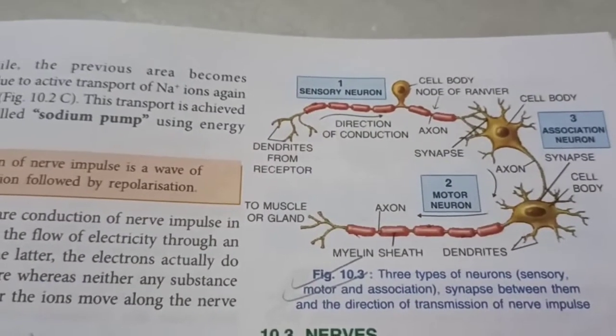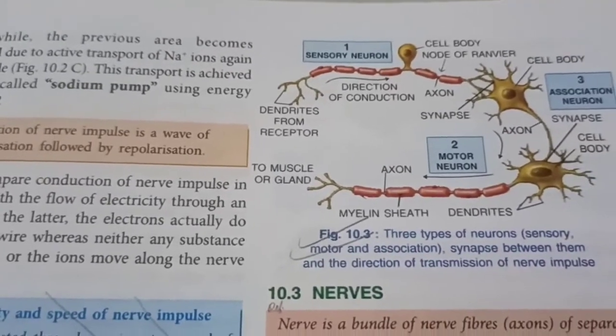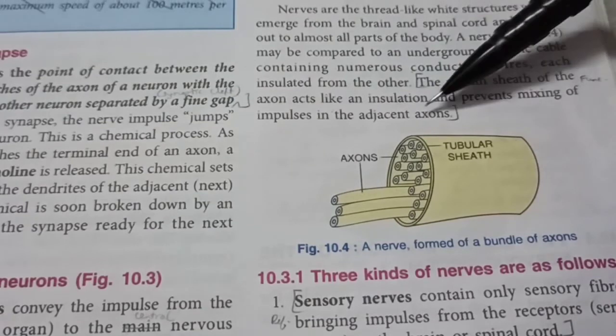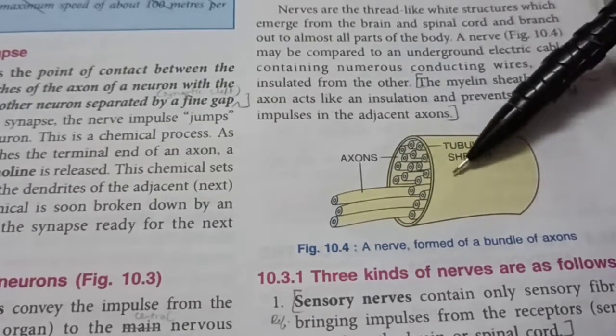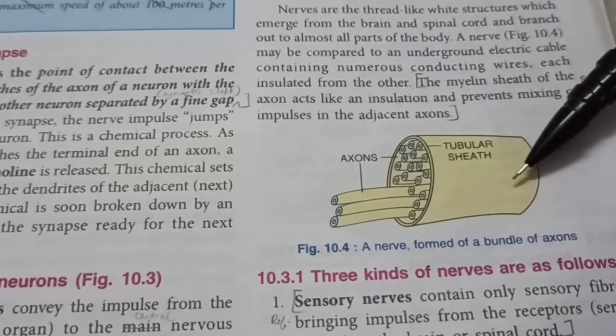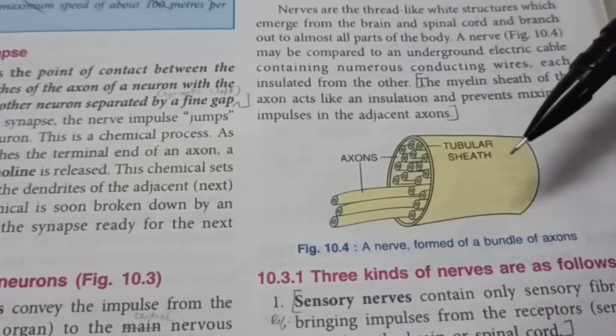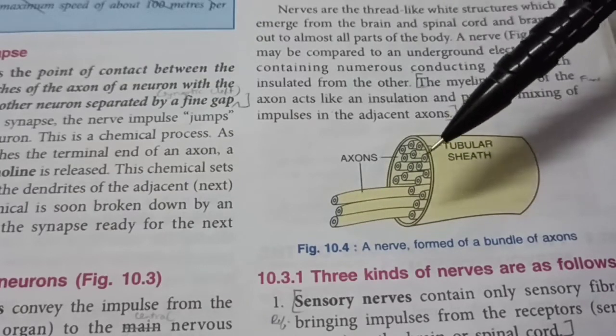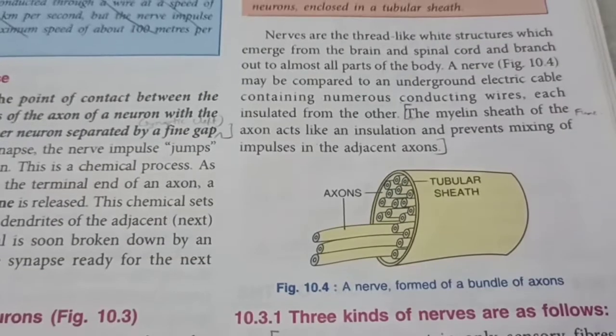Now, just like we have three kinds of neurons, we have three types of nerves as well. Nerves, as I said, are just a bundle of axons together, and even they are surrounded by a tubular sheath, a myelin sheath for insulation to prevent the mixing up of the impulses. We don't want a short circuit or a cross connection in a body. The nerves are also of three types.